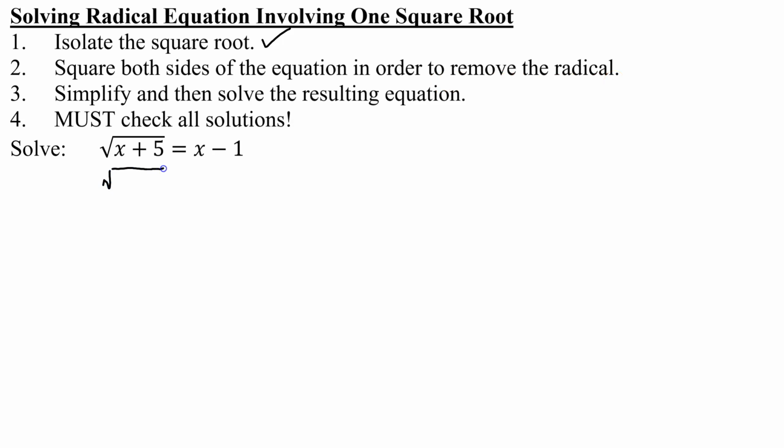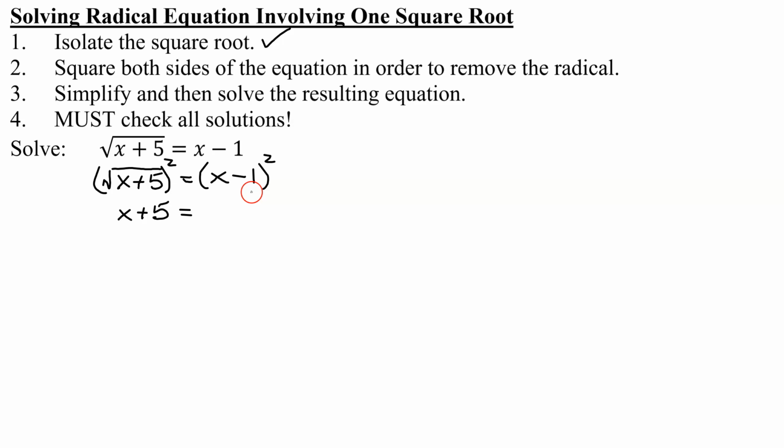So on the left-hand side, I'm going to have the square root of x plus 5, and I'm going to square it. And on the right-hand side, you must write parentheses around the x minus 1 because you're going to square that whole quantity. Be careful, do not just square the x and the 1 independently of each other. That would be wrong. So on the left-hand side, I'm squaring a square root. They undo each other, so I just get left with x plus 5 equals x minus 1 all squared.